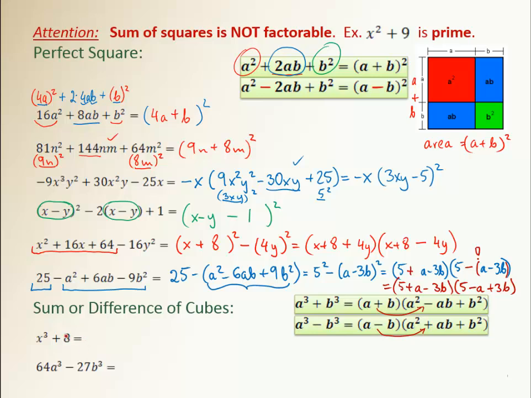Let's see how it will work. First of all, realize that 8 is the same as 2 cubed, so you have a sum of 2 cubes. Therefore, open a short bracket and a long bracket.